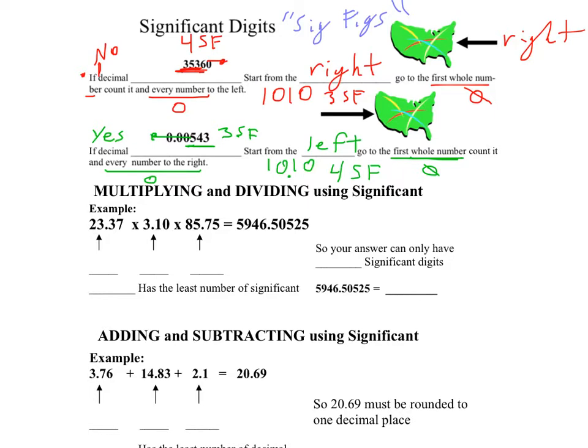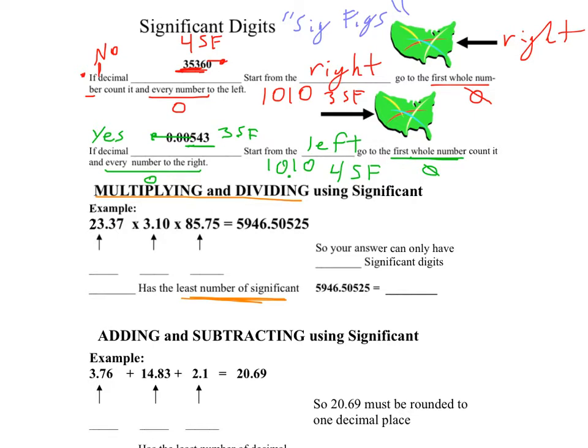And that's what leads us into our next 2 rules when we are multiplying and dividing or adding and subtracting using those sig figs. So when you're multiplying and dividing using sig figs, we're going to use the least number of sig figs. So in this example where I have these 3 numbers being multiplied, this is the answer that your calculator would give you. We need to identify the amount of sig figs in each of the calculated numbers in order to find out the sig figs that should go in your answer.